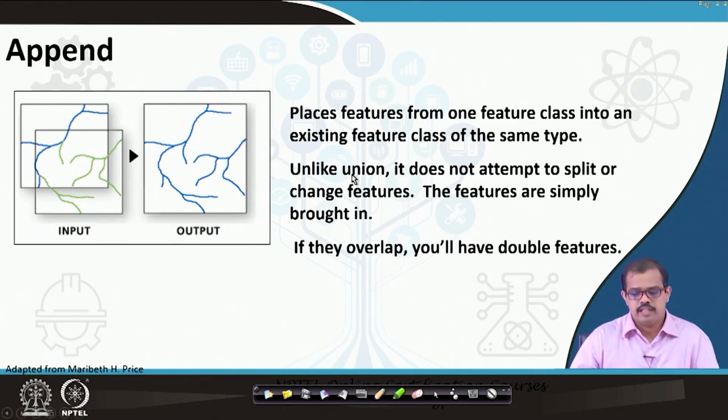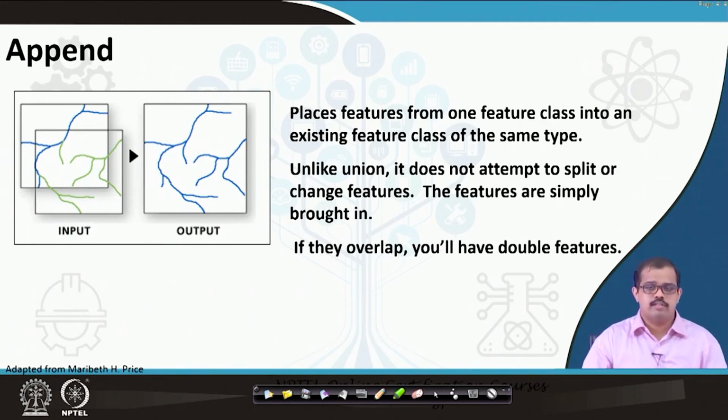Append, unlike union, does not attempt to split or change features. The features are simply brought in. It is like copy paste. Union looks at using both if there are certain commonalities, but here it is unlike that. It copies from one layer and pastes it into the other layer. That's it. Whether the topology is correct or not, it doesn't look at it. If they overlap, you will have double features in your database. So look at this. That is one of the issues with append.